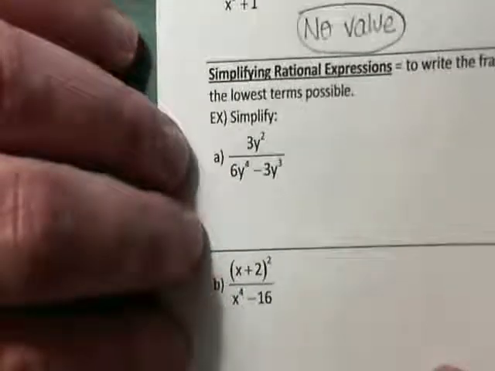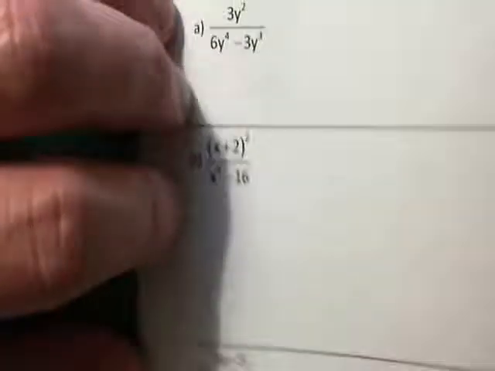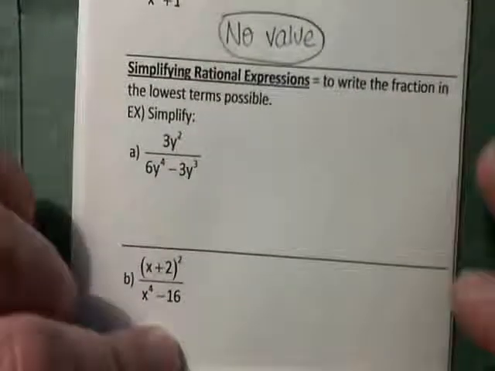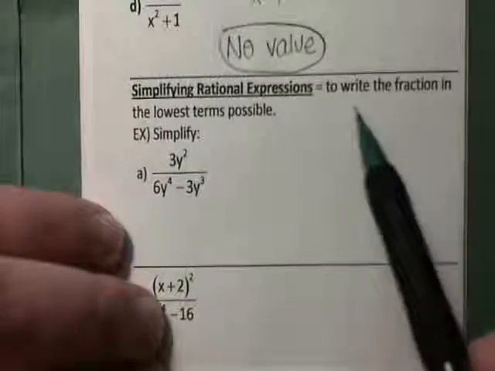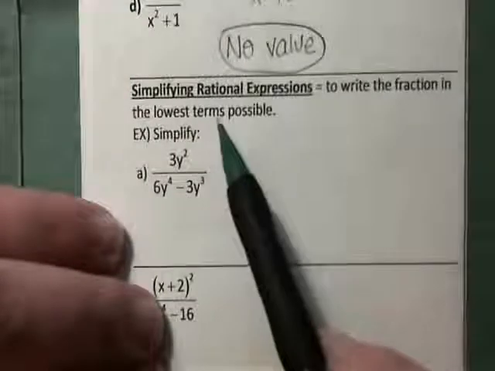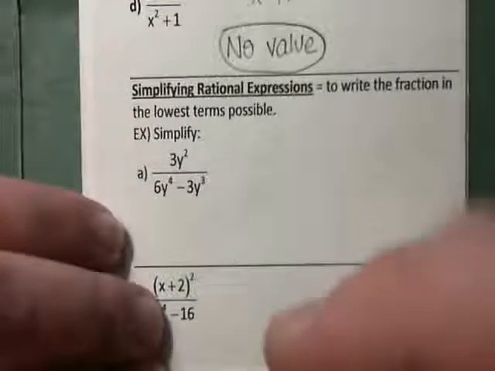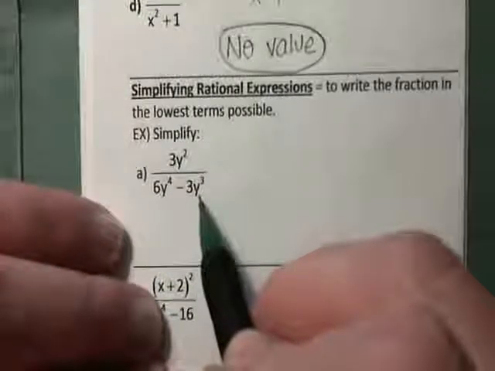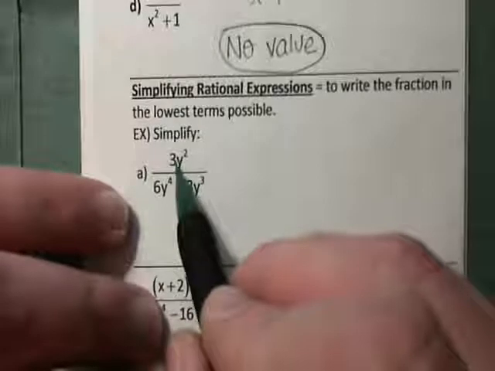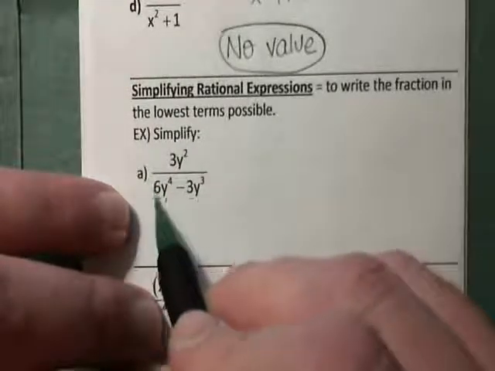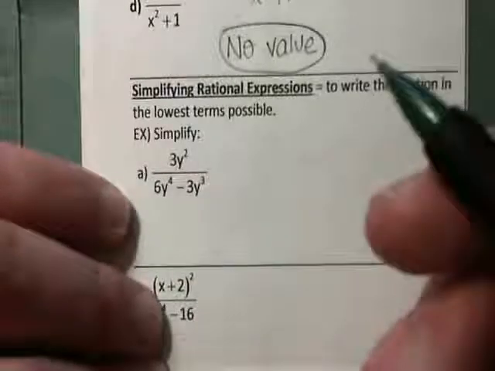Alright. Now we're going to do the other part of lesson 7.1, which deals with simplifying rationals. Simplifying a rational means that we're going to try to write the fraction in the lowest terms possible. So the first thing you need to do when you try to simplify a rational expression is try to factor the numerator, and then try to factor as much as you can on the denominator.